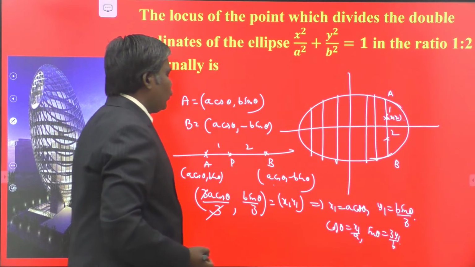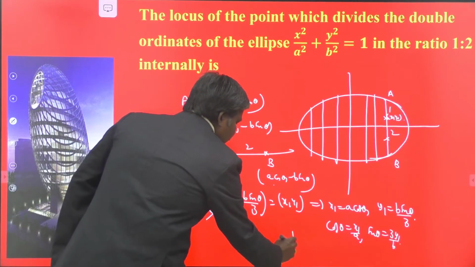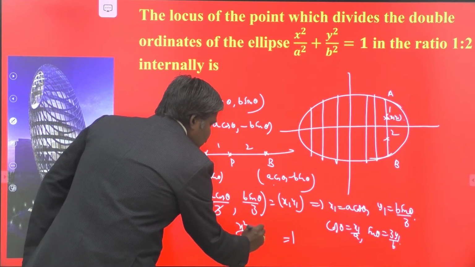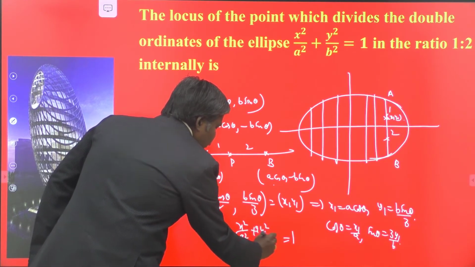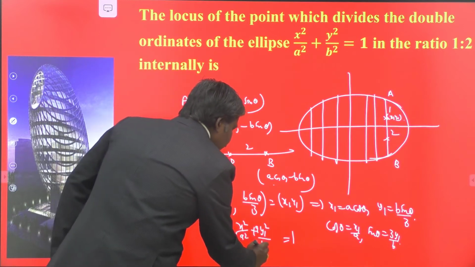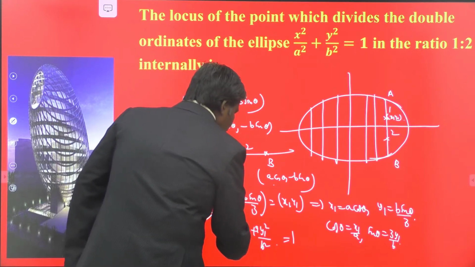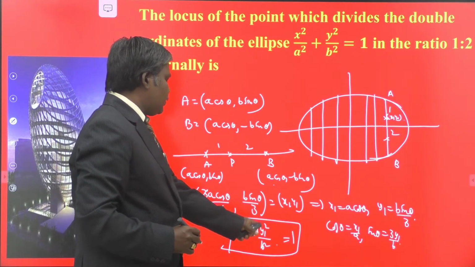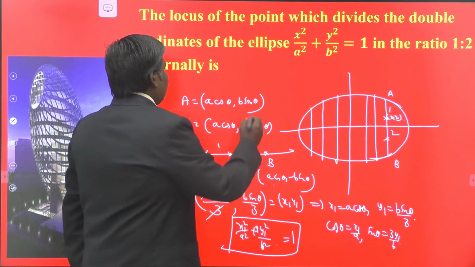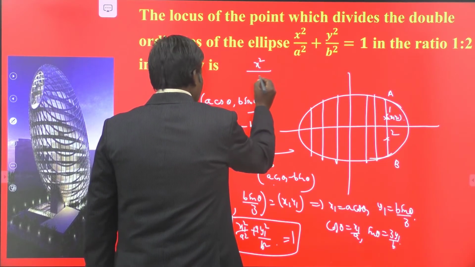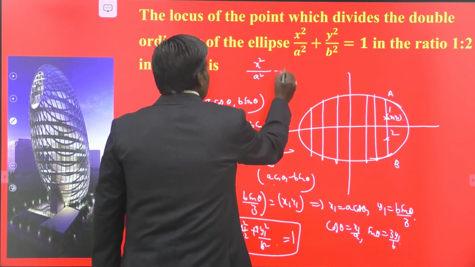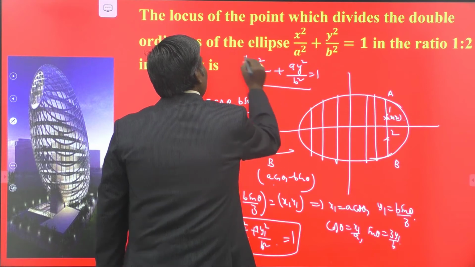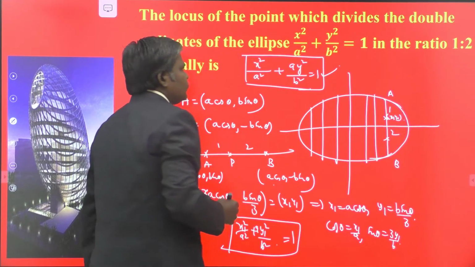By squaring and adding, we get cos square theta plus sin square theta as 1. That is equal to x1 square by a square plus 9 times y1 square by b square is equal to 1. So the locus of x1 comma y1 is x square by a square plus 9y square by b square is equal to 1. So your required locus is x square by a square plus 9y square by b square is equal to 1. It also represents an ellipse.